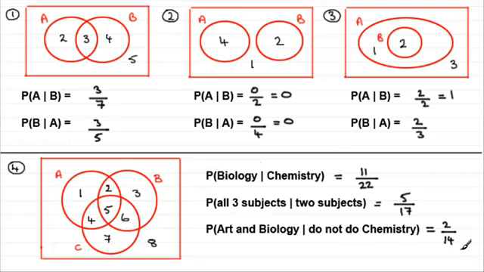Well, I hope that's given you some idea now how you can handle conditional probability from Venn diagrams. Well, that brings us now then to the end of this tutorial.